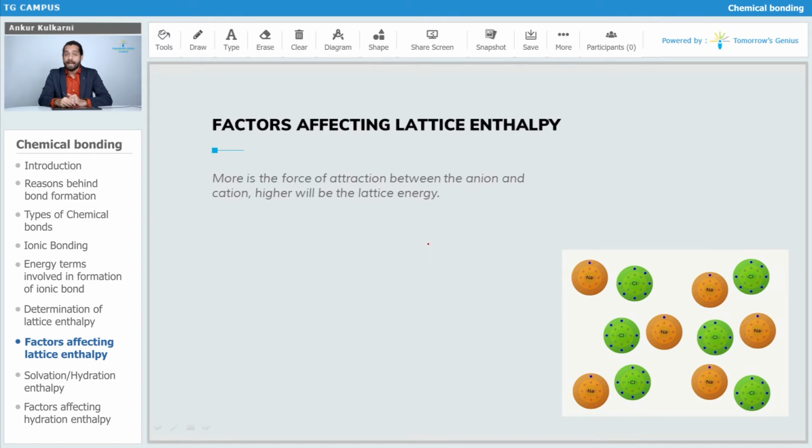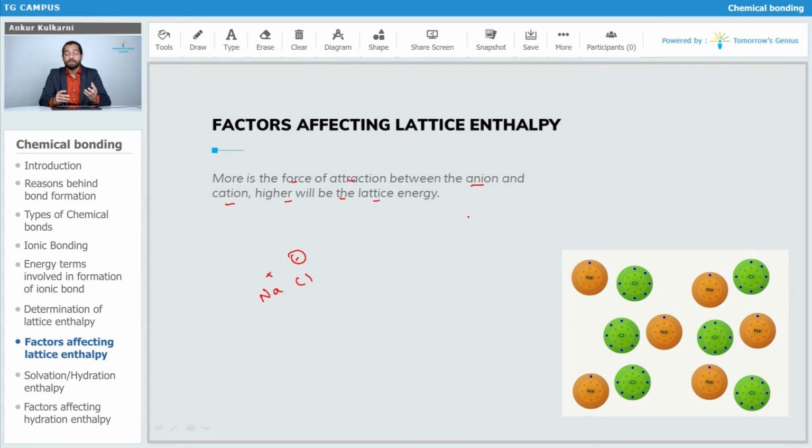Now we can say that, as you can see on the screen, force of attraction, correct? So we can say that the more the force of attraction between the anion and cation, the higher will be the lattice energy. Now what do you mean by this sentence? Suppose you have an example of sodium chloride, correct? Your sodium is positively charged, your chlorine is negatively charged.